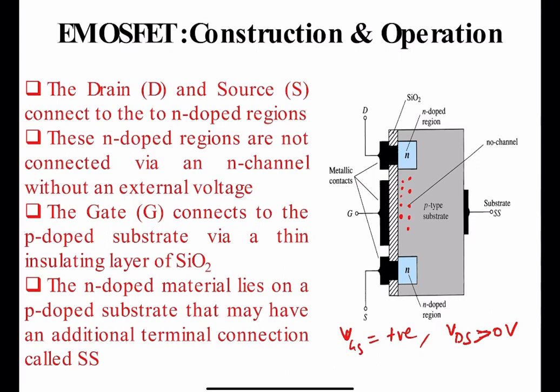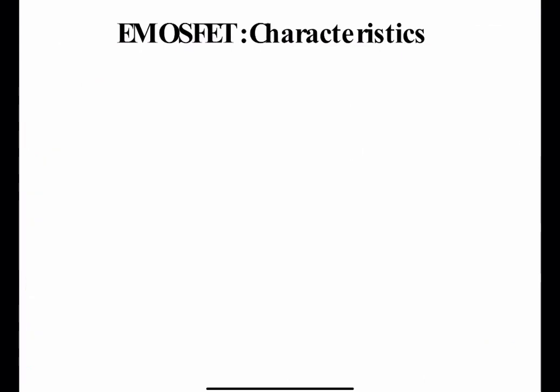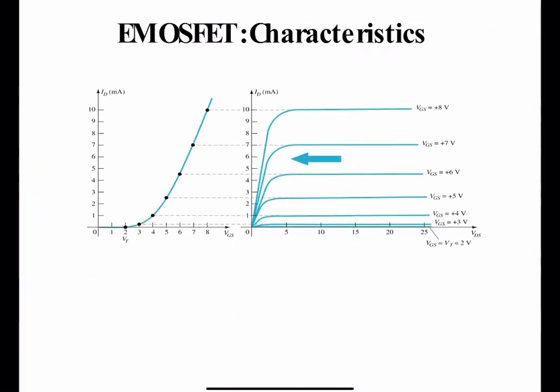But if VGS is held constant and VDS is increased, drain current will reach the saturation level. This is the working or operation of enhancement mode MOSFET. These are the characteristics of enhancement mode MOSFET. In these characteristics, you can see drain characteristics and transfer characteristics. Drain characteristics means the curve between VDS and ID. This is the output current. And transfer characteristics means the curve between VGS and drain current ID.